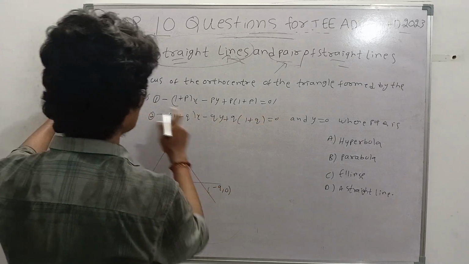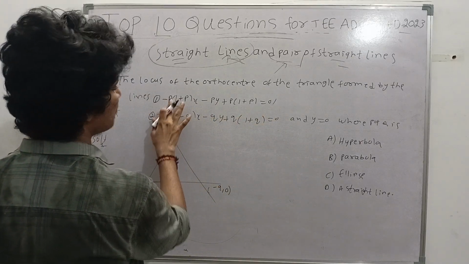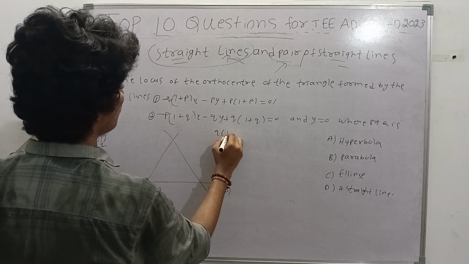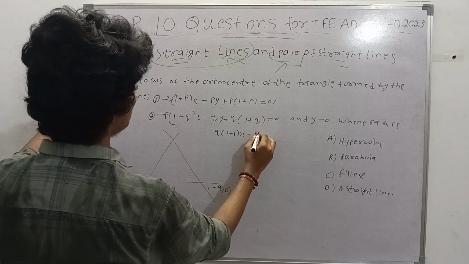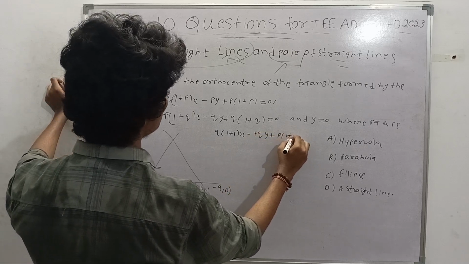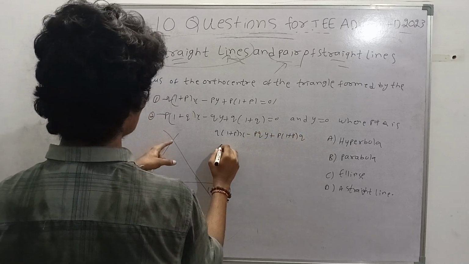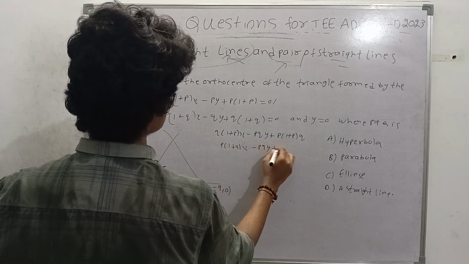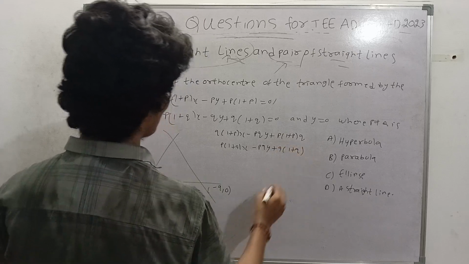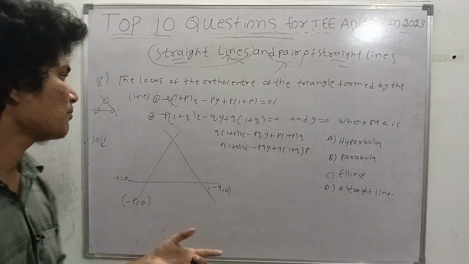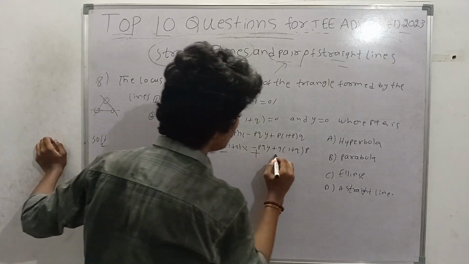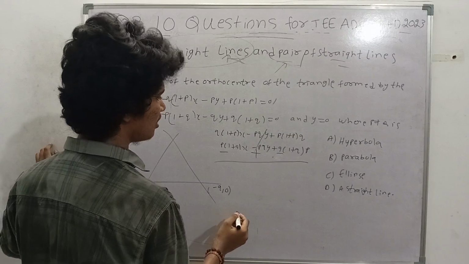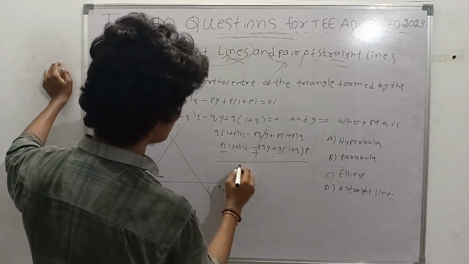I can multiply this equation with q, and this equation with p. What I will get? q into (1 plus p) into x minus pqy plus p into (1 plus p) into q. And in this equation, p into (1 plus q) into x minus pqy plus q into (1 plus q) into p. Why did I do this? Because to solve these equations I have to make the terms opposite, so I can cancel these two things. Now I can subtract these two things.